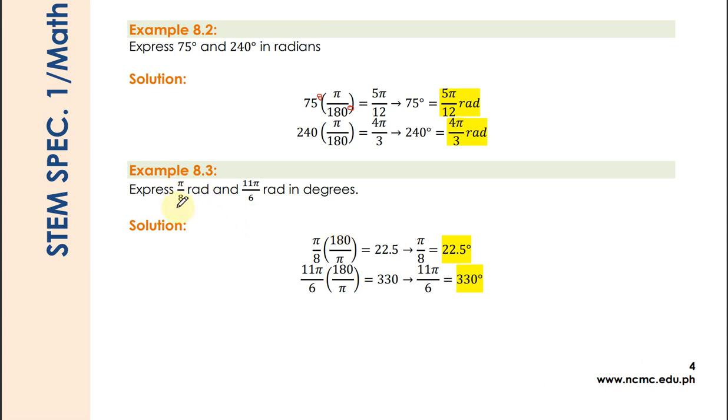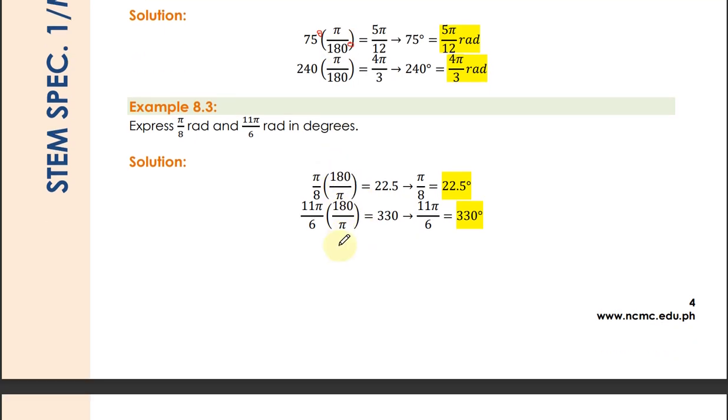So if you are given rad, then to convert it into degrees, just flip the pi over 180. So you multiply 180 over pi so that pi cancels, 180 over 8 remains, or that is 22.5. So pi over 8 is equal to 22.5 degrees. So 11 pi over 6. Again, multiply it by 180 over pi, pi cancels. 11 times 180 divided by 6, that is 330. So the answer here is 330 degrees.